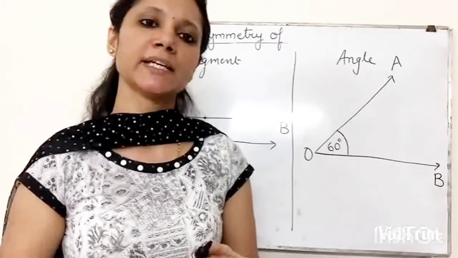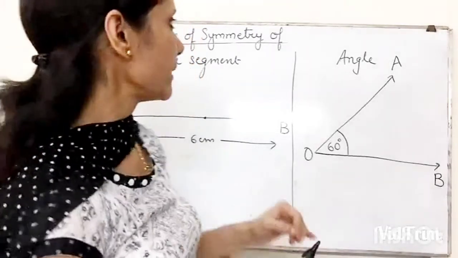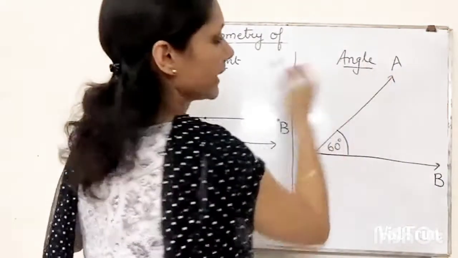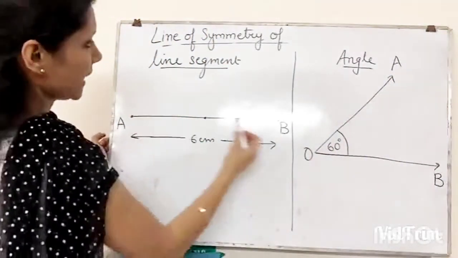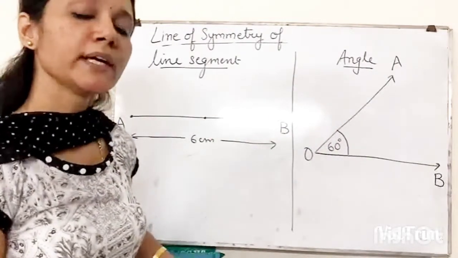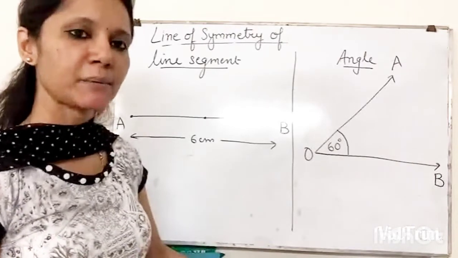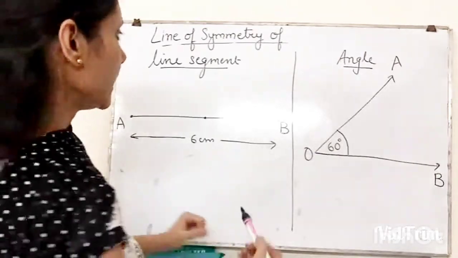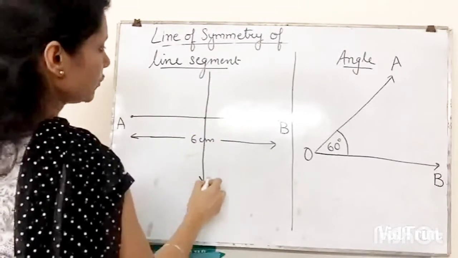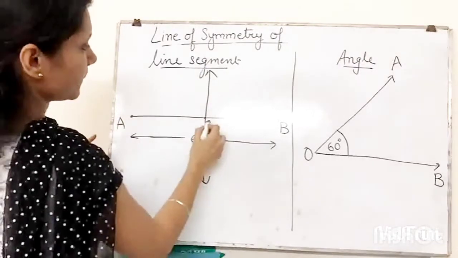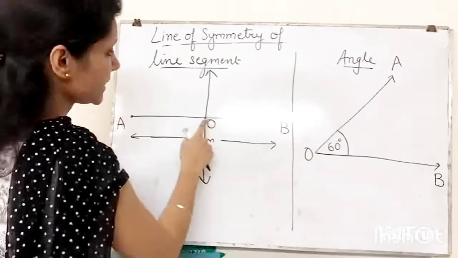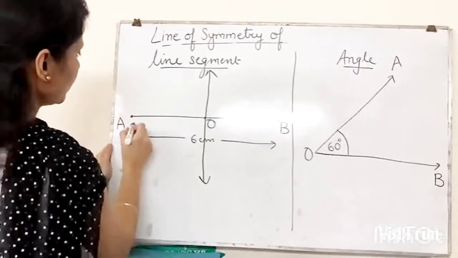We learned about the line of symmetry of alphabets. Let us discuss about the line of symmetry of a line segment and an angle. Now suppose I have a line segment AB of 6 cm. So what do you think would be the line of symmetry of this line segment AB? See, if I have a straight line that exactly passes through the center of AB, then what is this?